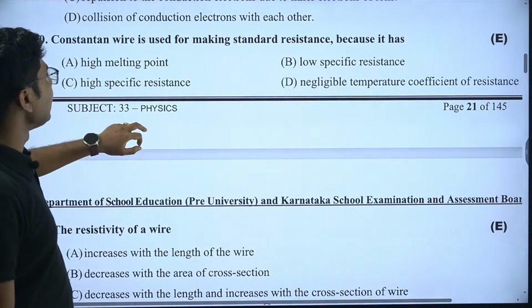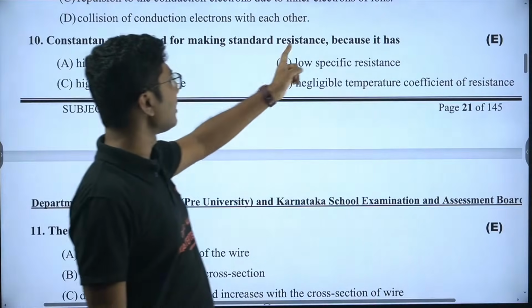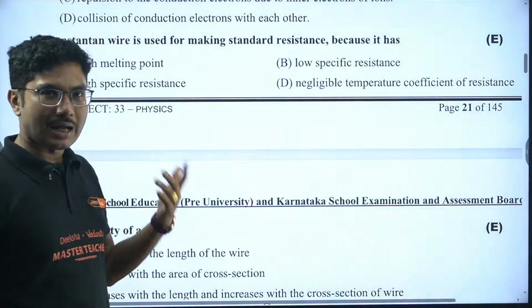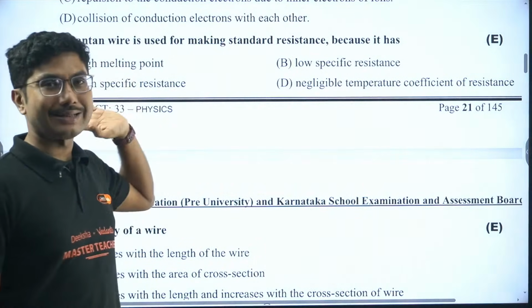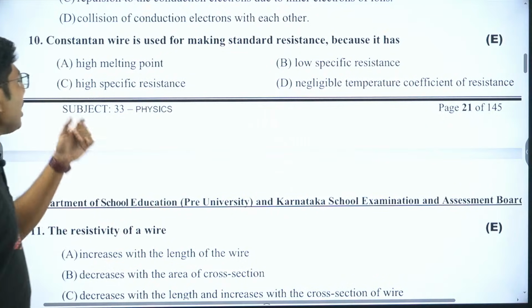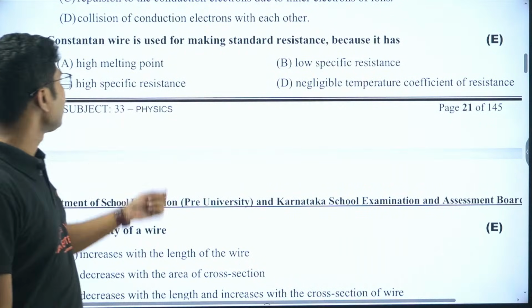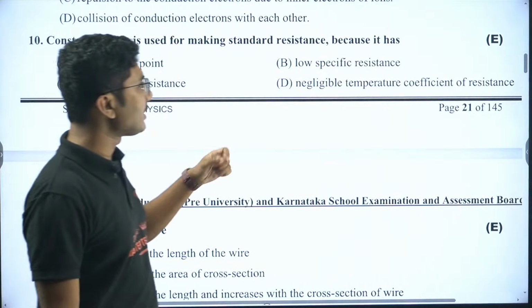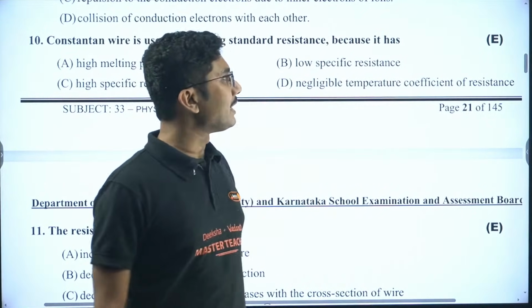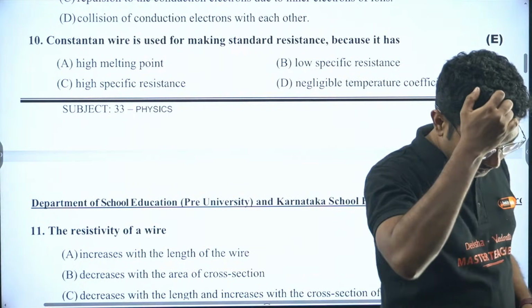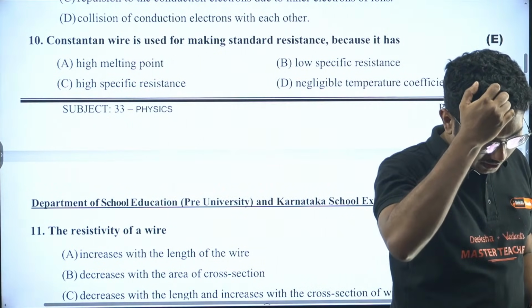Constantan wire is used for making standard resistance. Constantan, manganin and nichrome are three wires basically used as standard resistance. Why? Because of high melting point, because of low specific resistance, because of high specific resistance, or option D, negligible temperature coefficient of resistance. Let's see. Kushal is saying Ba. What is Ba?